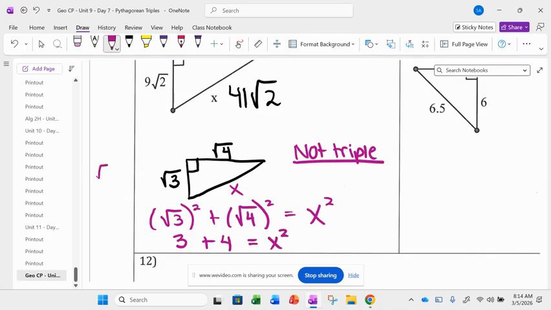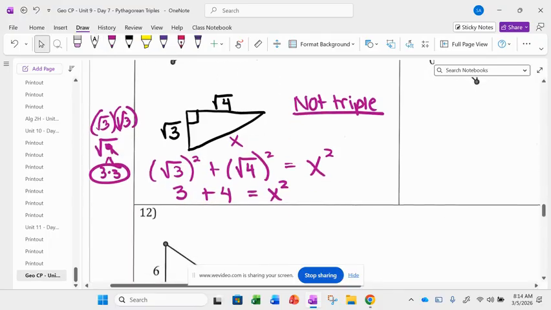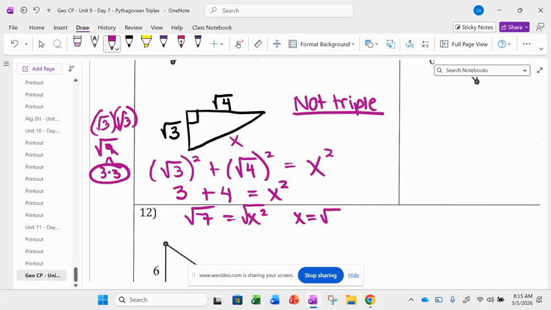Because remember, guys, root 3 times root 3 is the square root of 9, and that becomes 3 and 3, right? And the same thing, square root of 4 times square root of 4 is the square root of 16. That becomes 4 and 4. So you pull out the 4. Yes, or am I going too fast? We're okay? All right, so then we would have 7 equals x squared, square root both sides, and we get x is equal to the square root of 7.